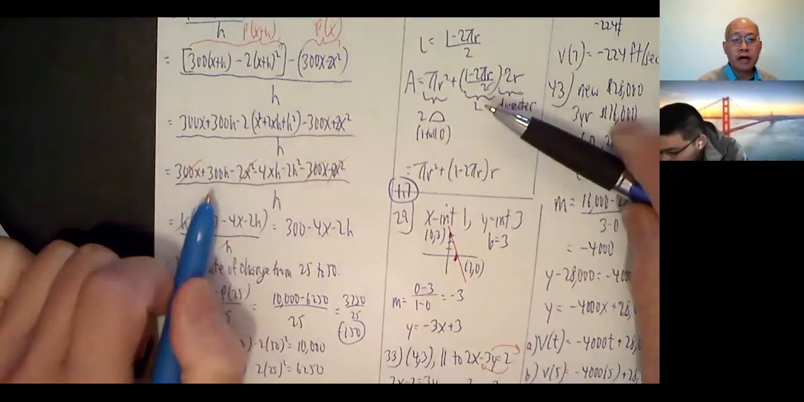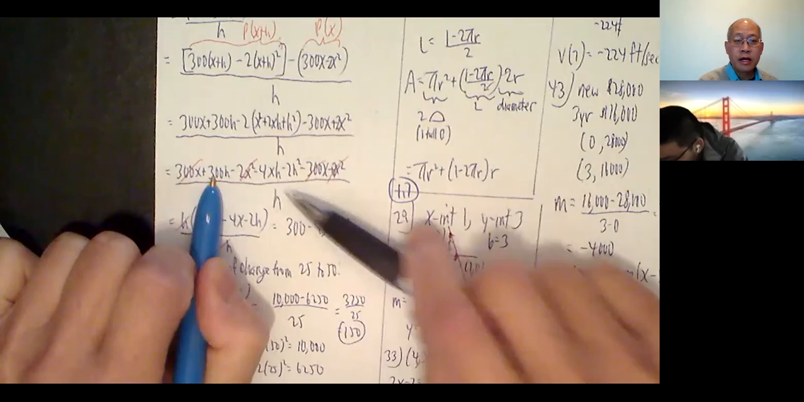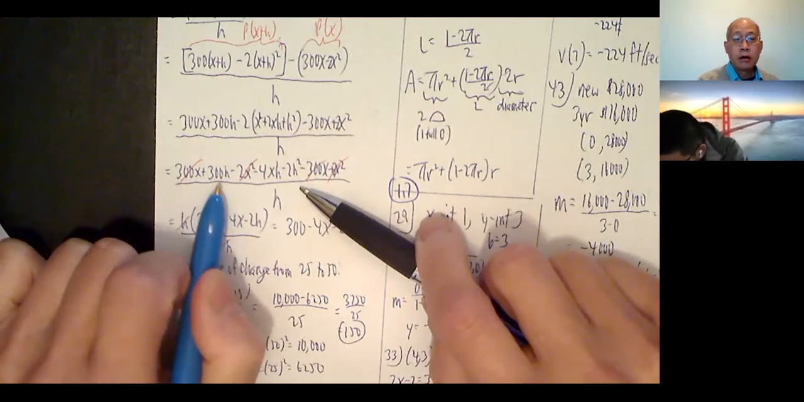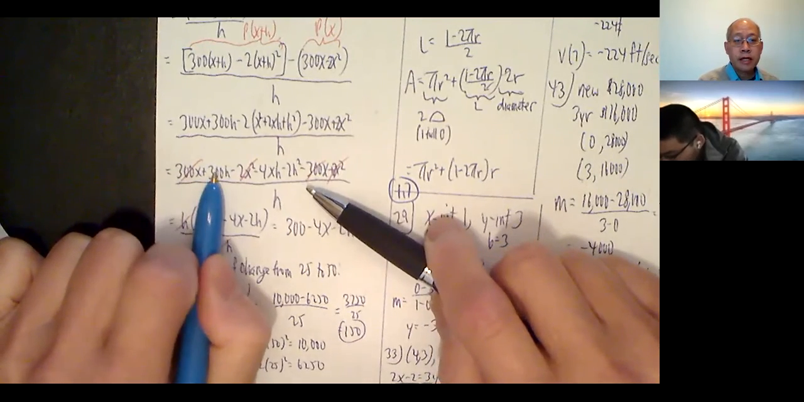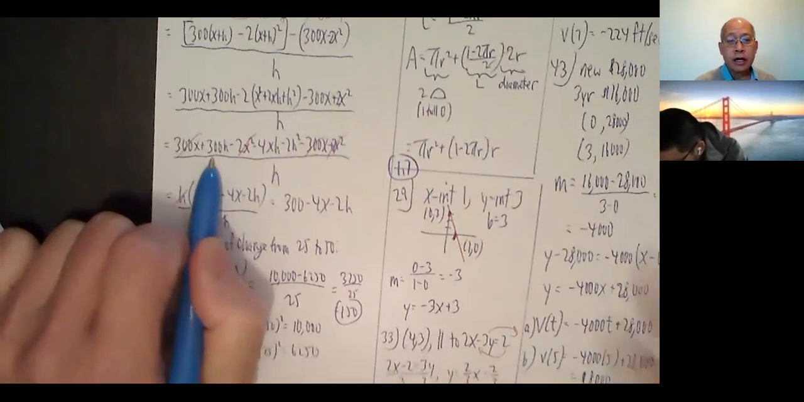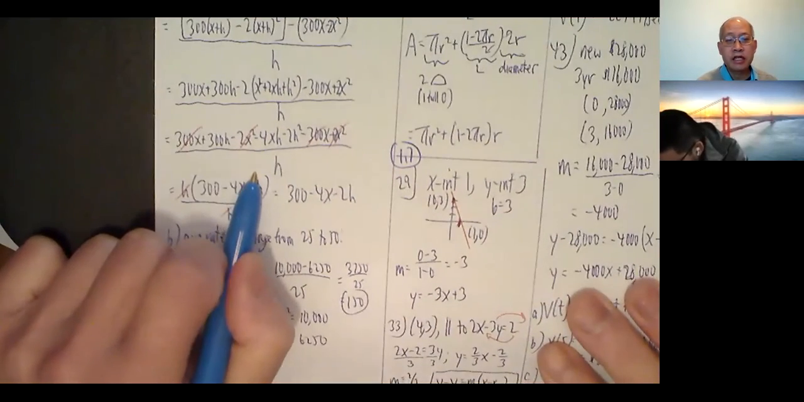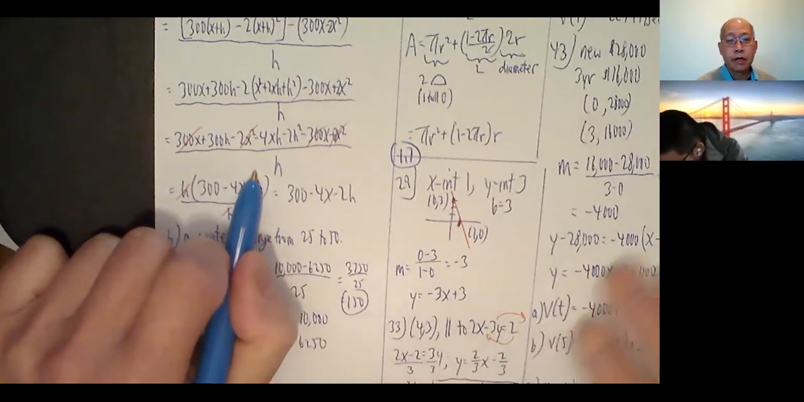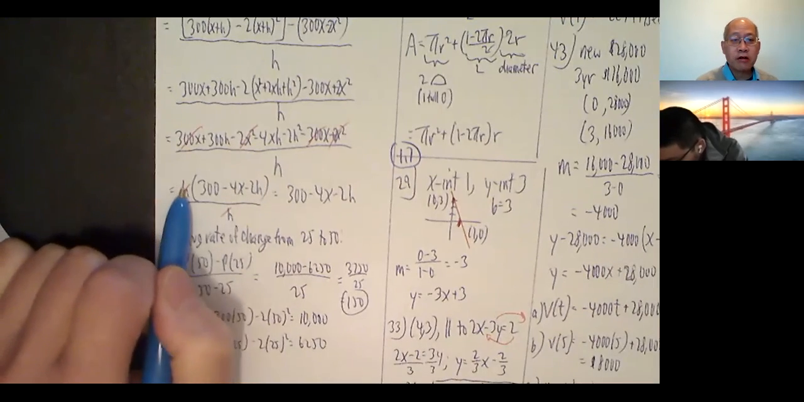So I have 3 terms left. That one, and that one. What do these 3 have in common? They all have an h. And that's convenient because that means there's going to be an h in the bottom. That will cancel out. So factor out the h.